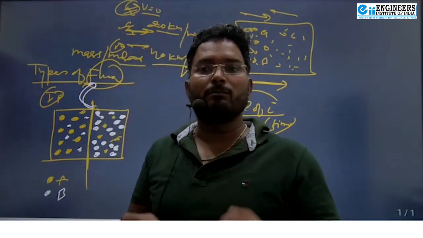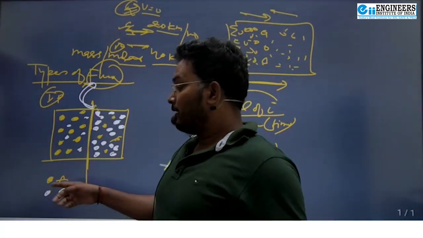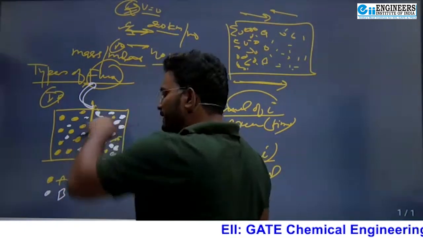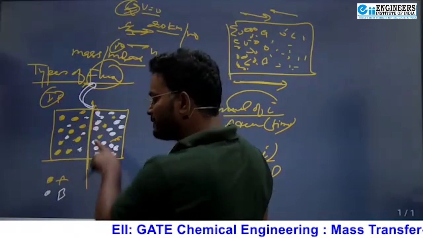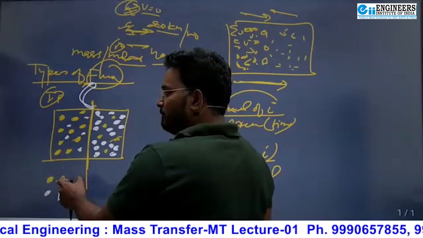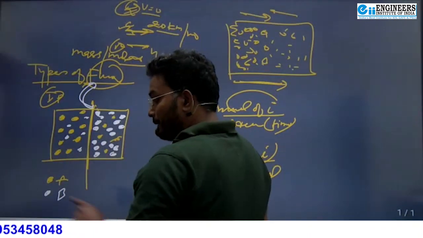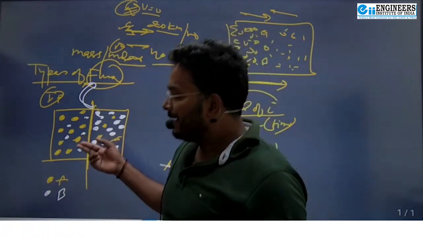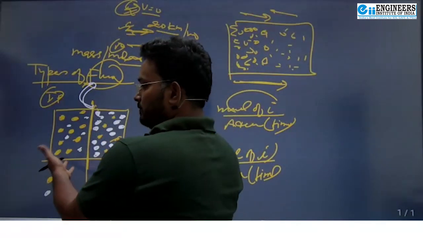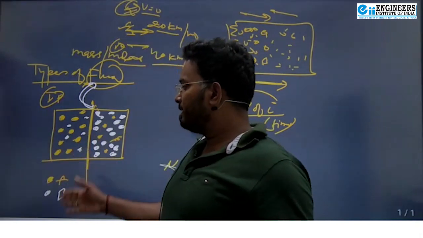Molecules are moving at the microscopic level, but the net movement is of A from left to right. Although I am not saying that some A is not transferring from right to left as well, B is also transferring from left to right and right to left. But the net transfer of A is from left to right, and the net transfer of B is from right to left. Yes or no? And I told you, in molecular diffusion and eddy diffusion, that molecules can be transferred in either direction. But I am talking about net movement. The net movement of A is from left to right and of B from right to left.